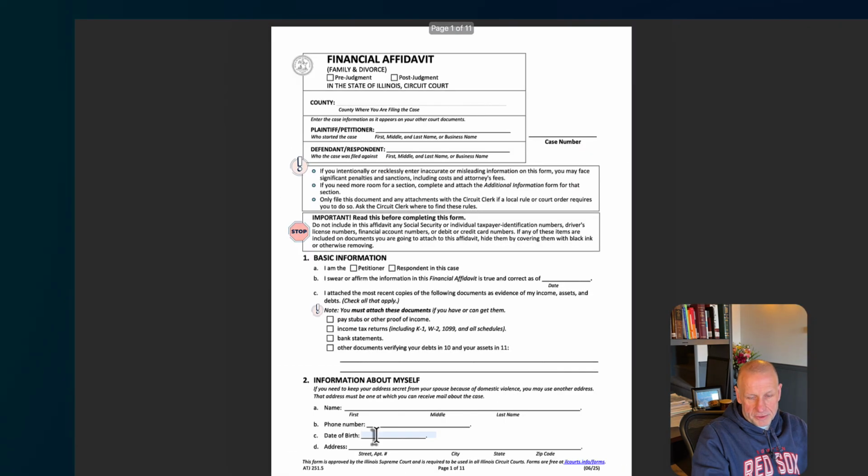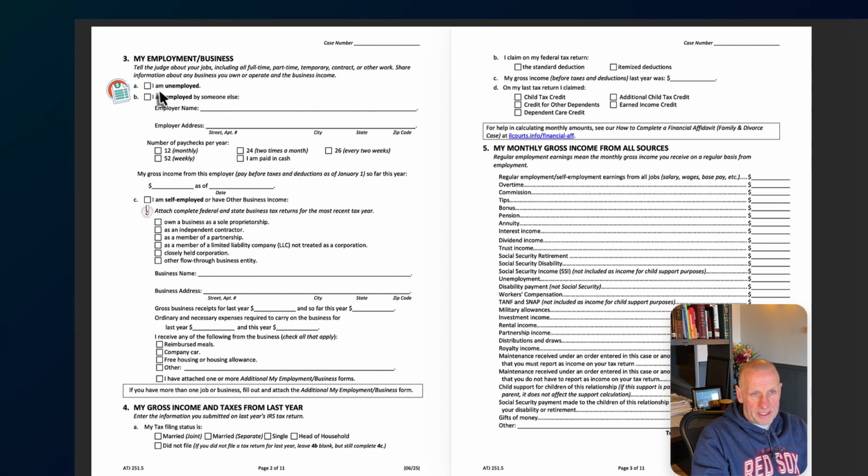Fill out information about yourself, date of birth, phone number, address. When you come here, indicate if you're employed, unemployed. This is one that trips people up. You need to figure out your pay cycle. Is it every 2 weeks or is it 2 times a month? Because that impacts the formula which is used to calculate your monthly income. Your gross income from the employer. So look on your pay stub and look at the year through. If you're self-employed, you want to complete as much of this information as you know.